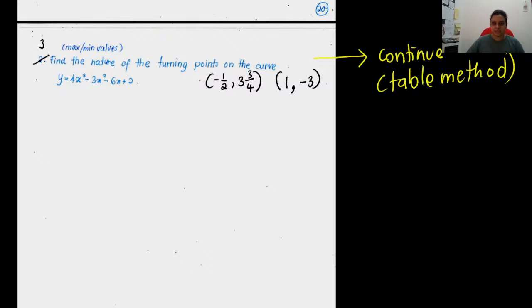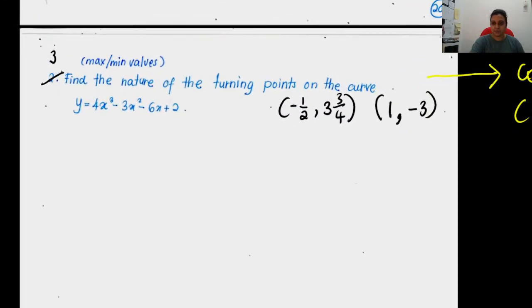Let me start off from here. Find the nature of the turning points for the curve. If you all used last week's method, you were supposed to get this answer: negative 1 over 2, 3 over 4, and another turning point is 1 and negative 3. But today teacher is going to show you the table method as promised, because the table method is in your textbook, so it's better to know it as well.